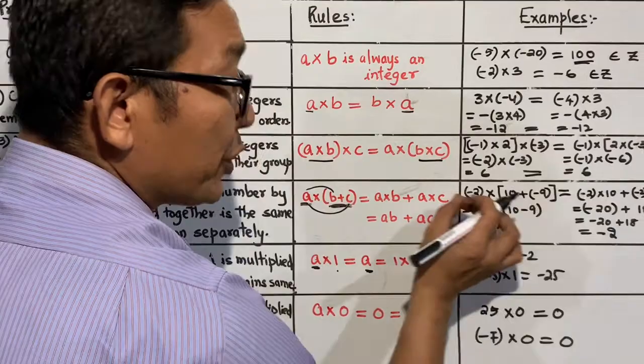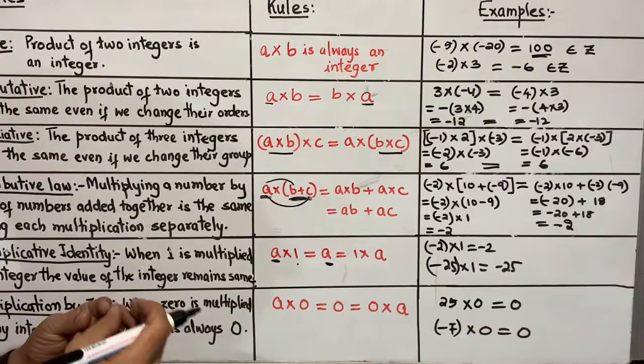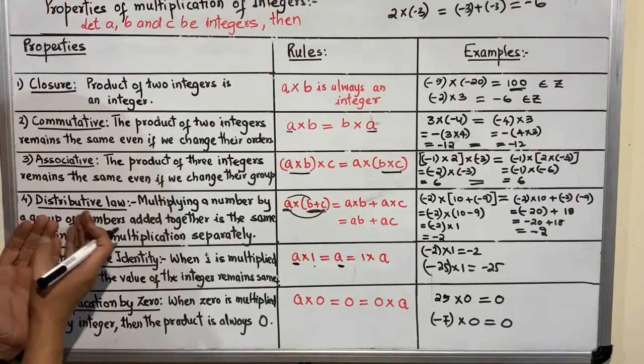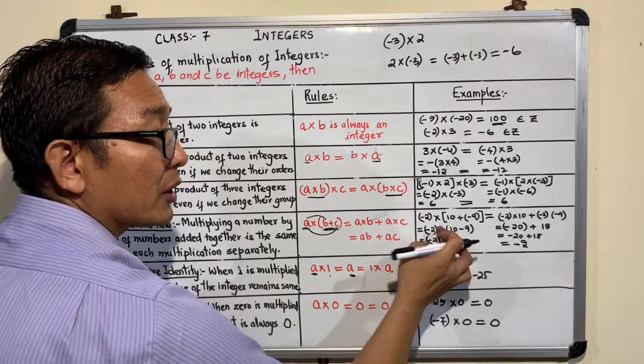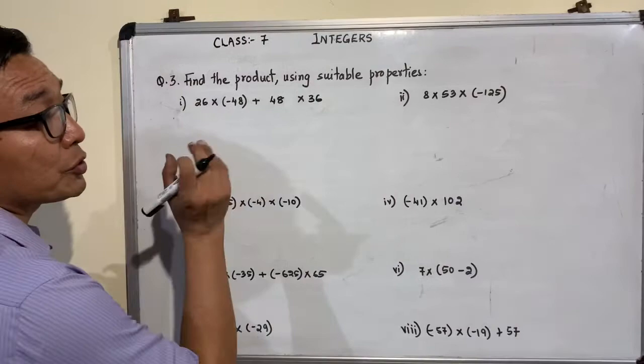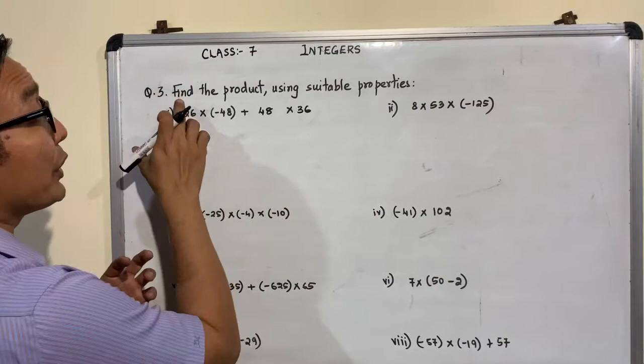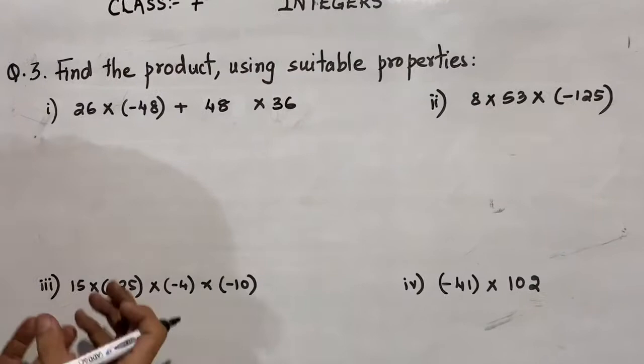Using a distributive property or distributive law, those properties are in your textbook. Verify each property. The properties of multiplication of integers. We are asked to find the product using suitable properties.